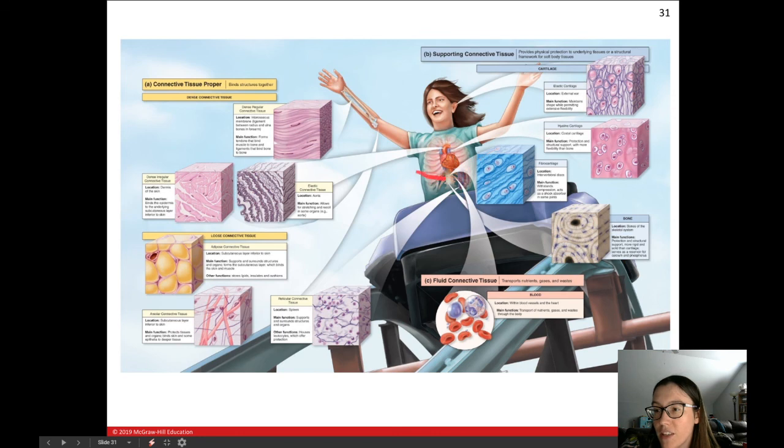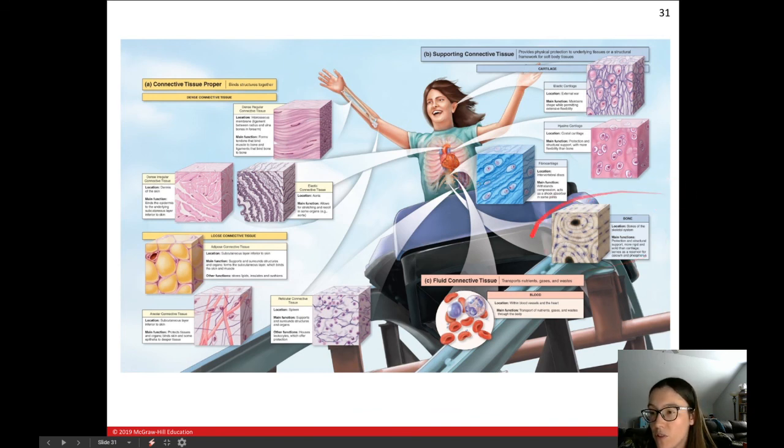Fibrocartilage is going to be found in the intervertebral discs in your back, and we'll learn about this again in the skeletal system. This has collagen in it so that it's really strong to withstand weight bearing and compression. So the fibrocartilage is found in weight-bearing areas usually. The meniscus in the knee is a pad of fibrocartilage also.